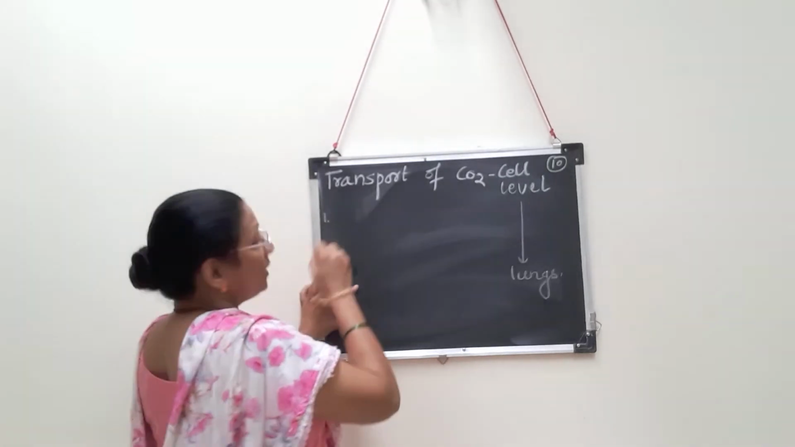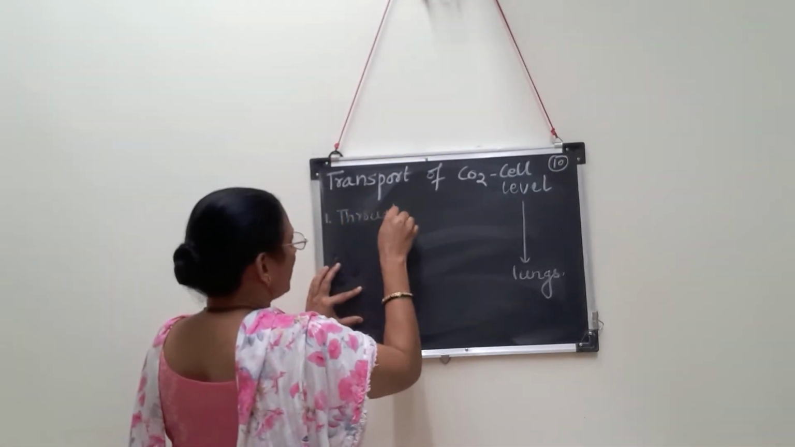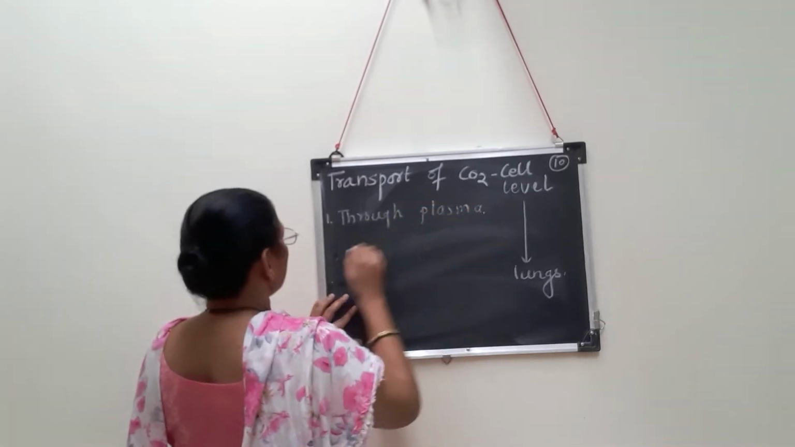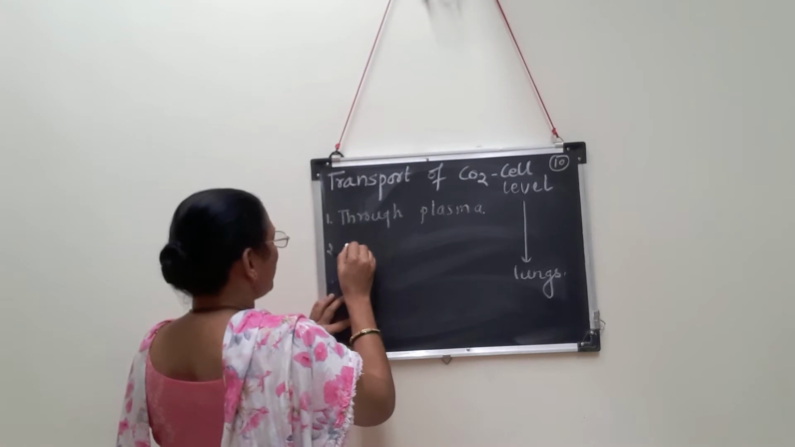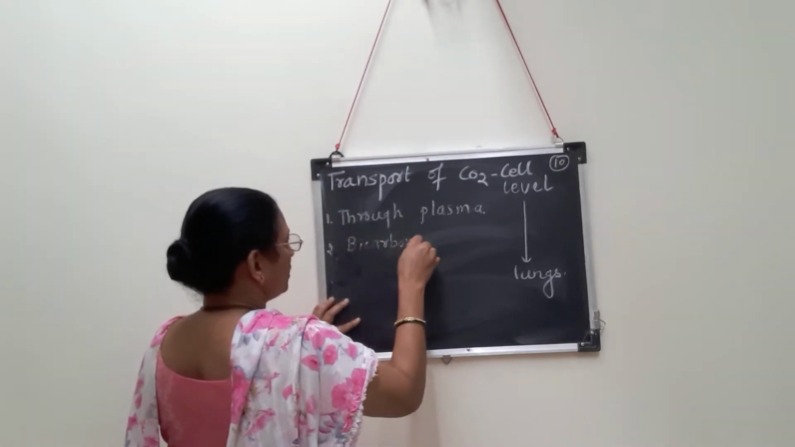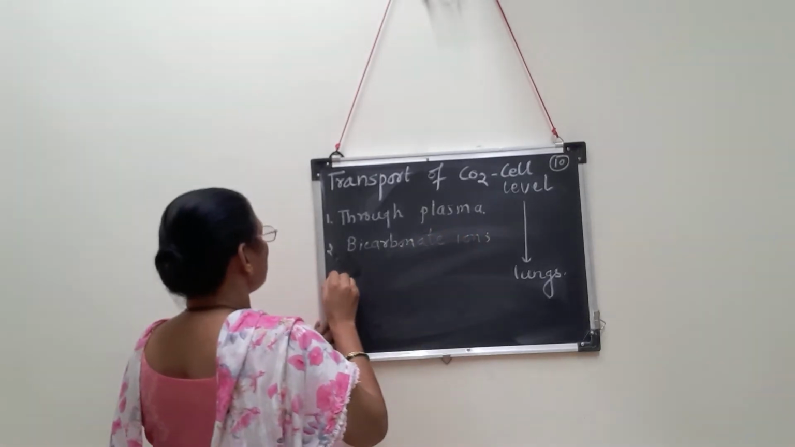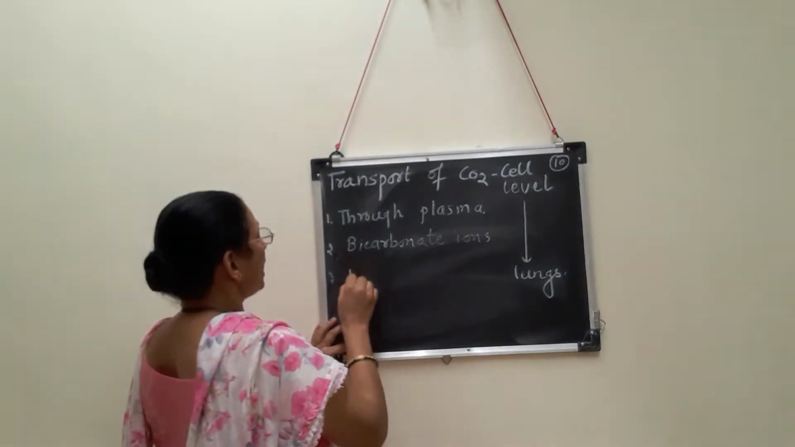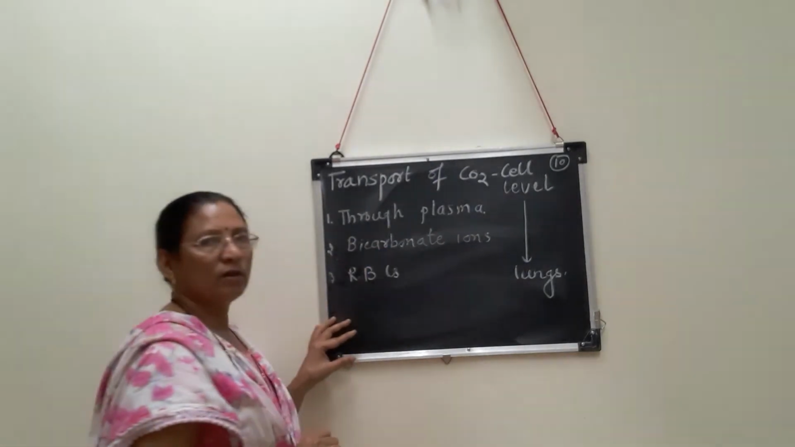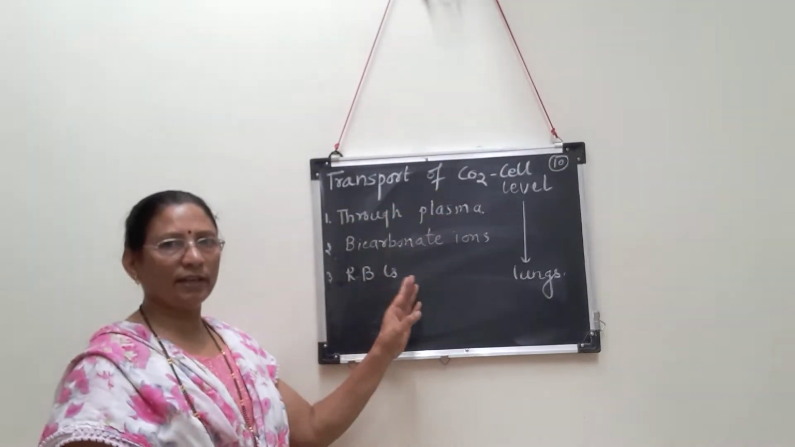First one is through plasma. Simply through plasma, in dissolved state, it can be carried. Secondly, by formation of bicarbonate ions. And thirdly, it takes place through the RBCs. So this is the transport of carbon dioxide in three ways.